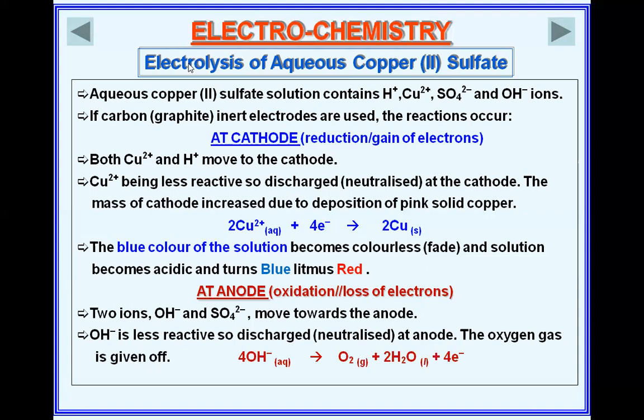We are discussing the electrolysis of aqueous copper sulfate using inert electrodes. Inert means non-reactive, like carbon graphite as well as platinum. These two types of electrodes used during electrolysis are known as inert electrodes. So by using inert electrodes, electrolysis can be done. The following reactions take place at the cathode and anode.